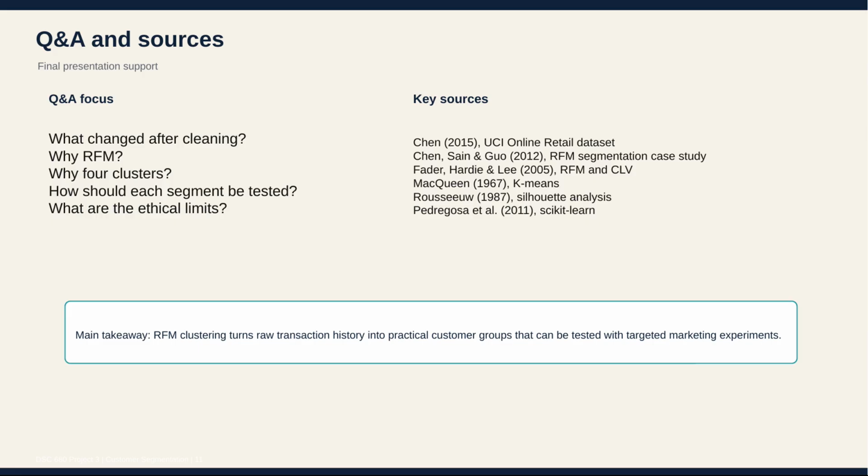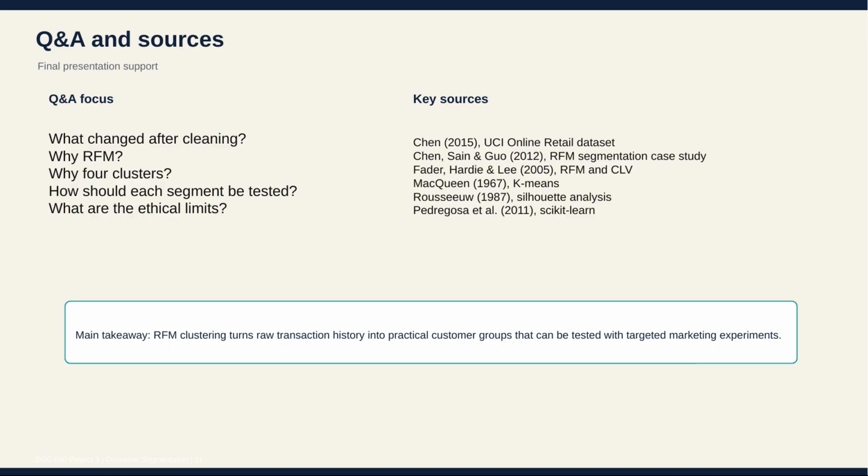Close by returning to the main story. The project starts with raw transactions, cleans them, builds customer-level RFM features, tests cluster counts, selects 4 interpretable segments, and converts those segments into testable marketing actions.